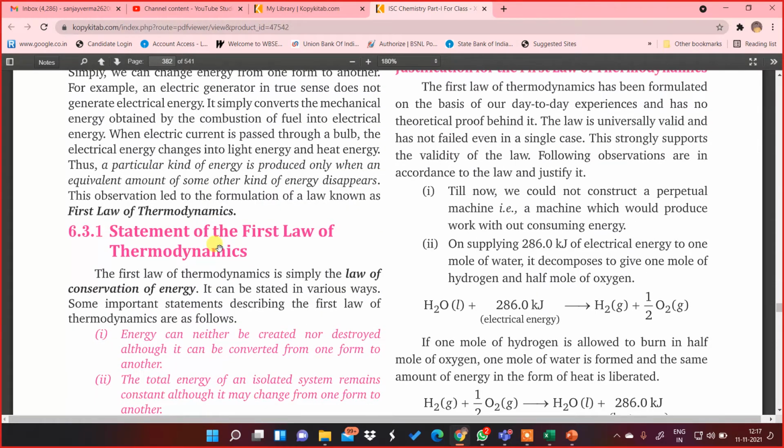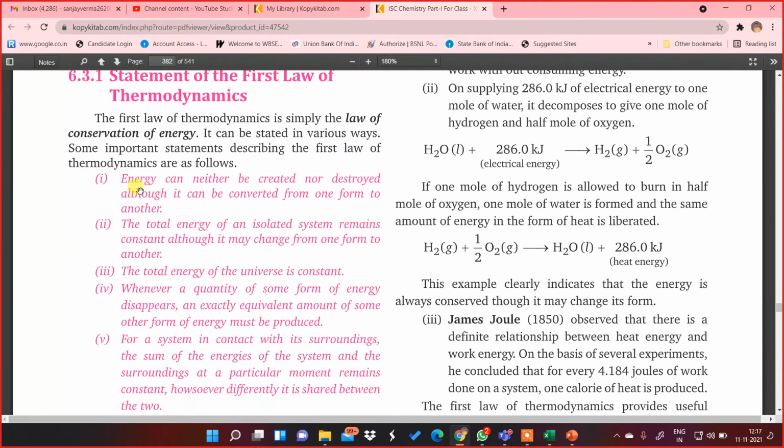So, if you look at the various statements of the first law of thermodynamics, we can see: energy can neither be created nor destroyed, although it can be converted from one form to another. The second one: the total energy of an isolated system remains constant, although it may change from one form to another. Third, the total energy of the universe is constant. Fourth, whenever some form of energy disappears, an exactly equivalent amount of some other form of energy must be produced.